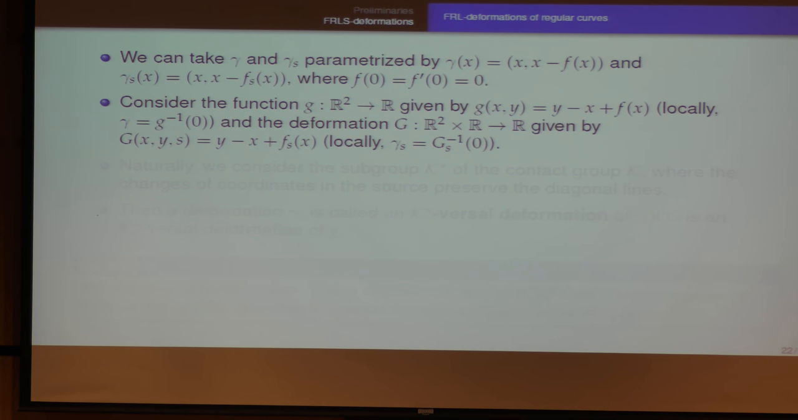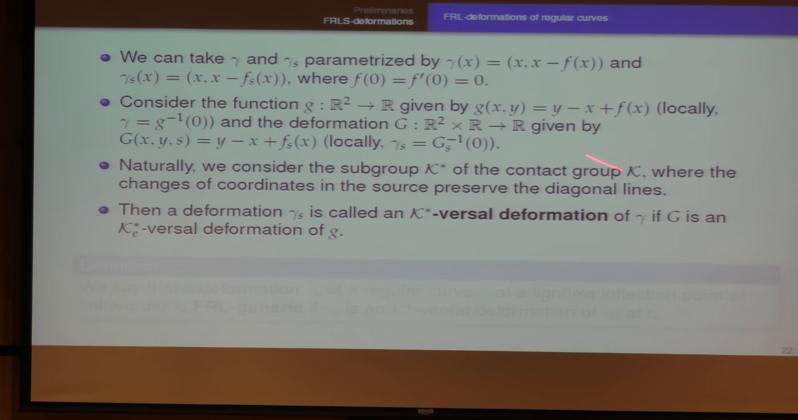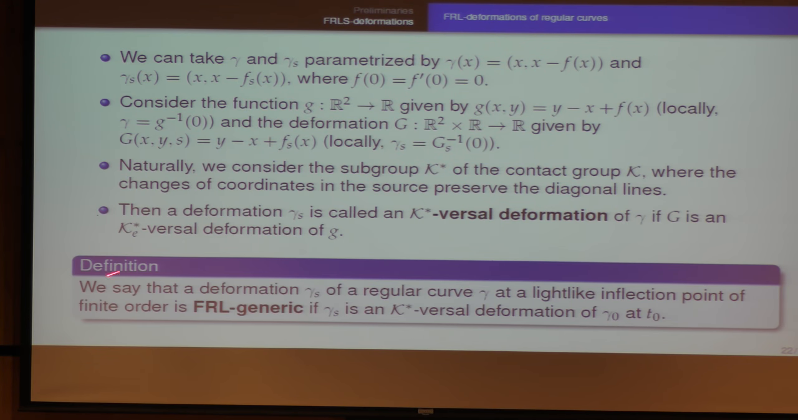Okay, then we naturally consider the subgroup denoted by K star of the contact group K, where the change of coordinates in the source preserves the diagonal lines. Okay, and then we say that the deformation gamma s is a K star versal deformation of the curve gamma if the deformation big G is a K star versal deformation of the small g. Okay. Then we say that a deformation gamma s of a regular curve at a light-like inflection point of finite order is FRL generic if gamma s is a K star versal deformation. Okay. In the previous case, away from a light-like point, we can see naturally why the condition to be FR generic is a good condition. But here it is not very clear how this condition can be a good condition.